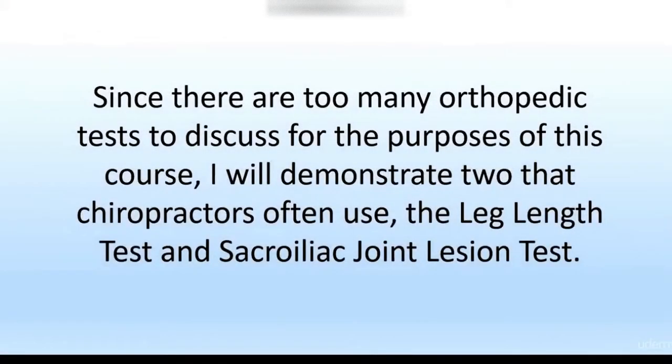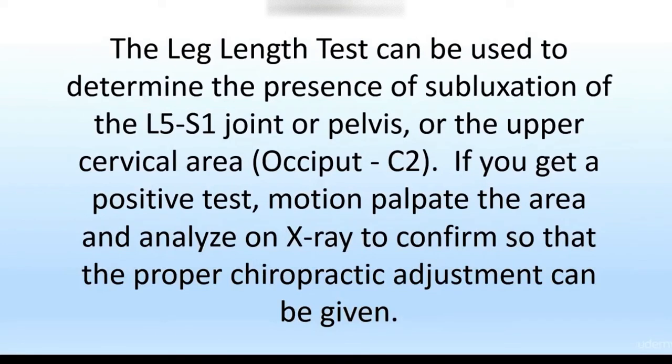Since there are too many orthopedic tests to discuss for the purposes of this course, I will demonstrate two that chiropractors often use, the leg length test and sacroiliac joint lesion test. The leg length test can be used to determine the presence of subluxation of the L5-S1 joint or pelvis, or the upper cervical area, that is occiput to C2. If you get a positive test, motion palpate the area and analyze on X-ray to confirm so that the proper chiropractic adjustment can be given.